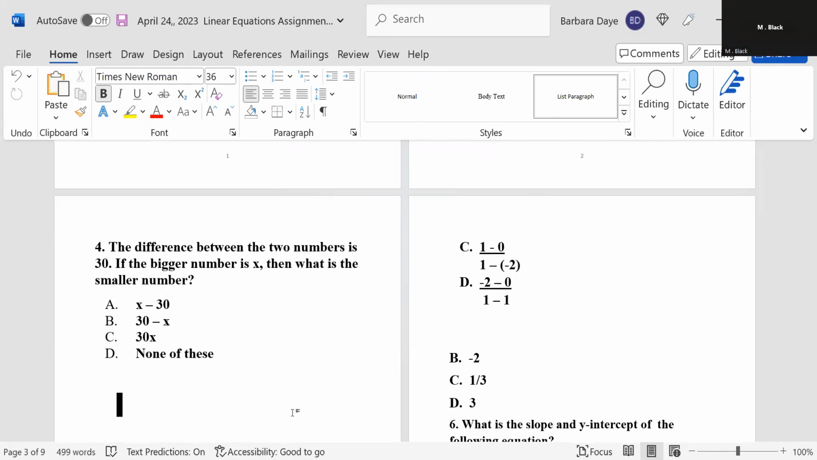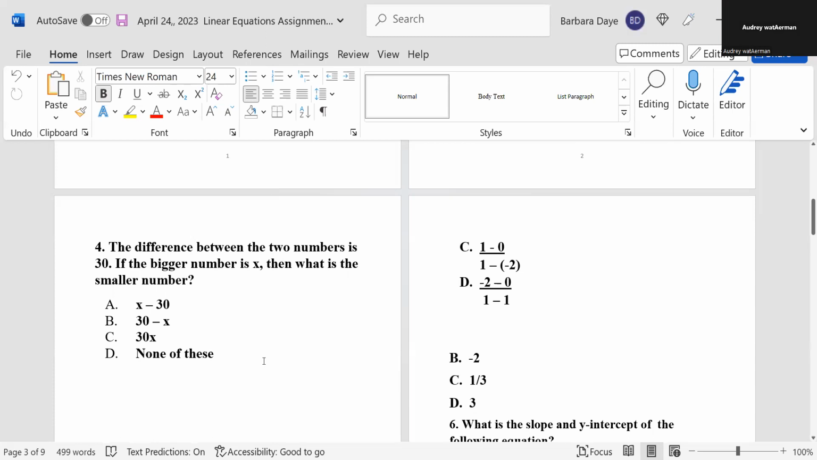It says that the difference between two numbers is 30. Okay, if the bigger number is x, then what is the smaller number? So if x is the bigger number, that means you have to subtract the 30 from the x. So it'd be x minus 30.